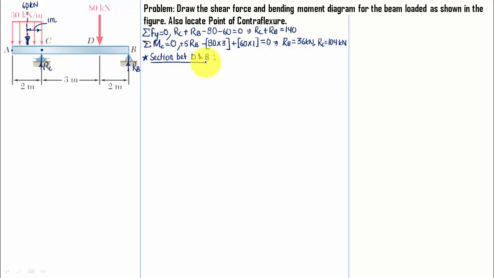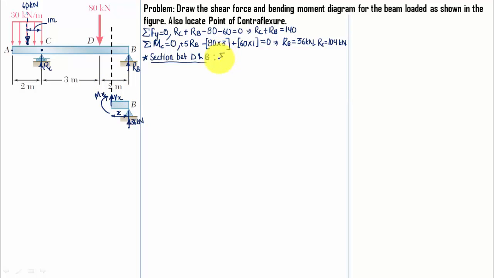Now let's take the section between D and B. Let me write this. Okay, so let's have the section. Here we go, and we are going to consider the portion of the beam which is towards the right of this section. Since this section has been taken from the right, let's say the section is at a distance of X, and here we're going to have this force 36 kilonewtons, and obviously you know the sign convention, shear force upwards and bending moment clockwise. Anything else? No, that's it.